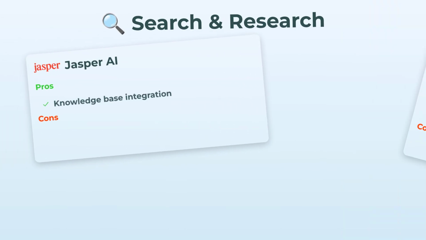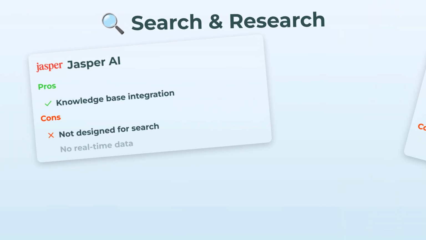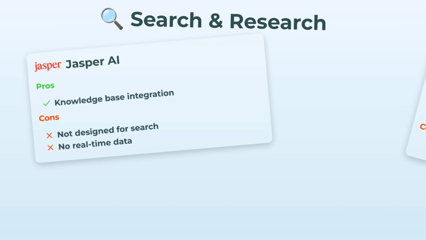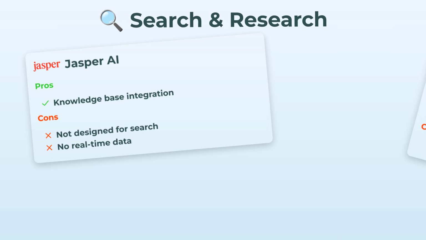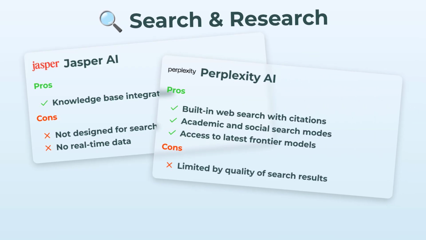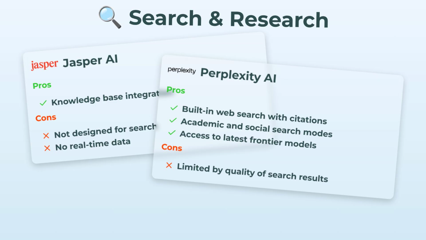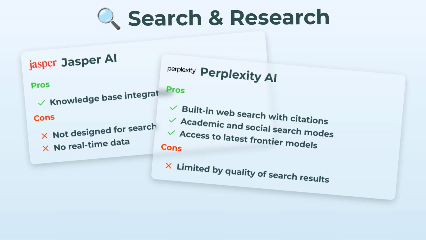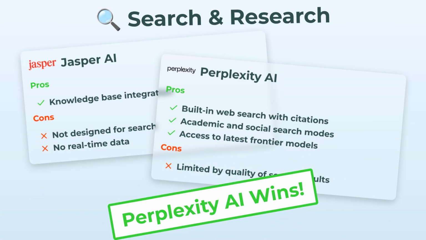Search and research. Okay, this is basically Perplexity's home turf. Jasper does have some integrations, but let's be real, it's not built for searching the web. You won't get real-time stuff, so it feels kind of stuck. Perplexity? Oh, it's actually got built-in web search, it pulls up citations, and you can pick academic or social search if that's your jam. Plus, access to all these frontier AI models, not too shabby. Sure, sometimes the quality depends on what's out there, but for research, fact-checking, or news, Perplexity is miles ahead. Winner here? Perplexity. Easy.